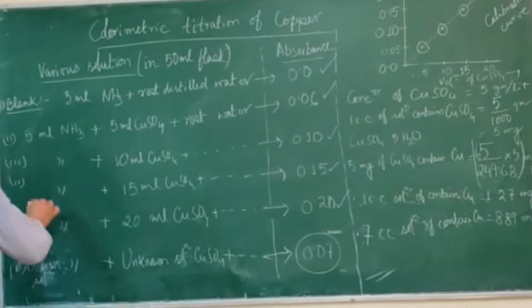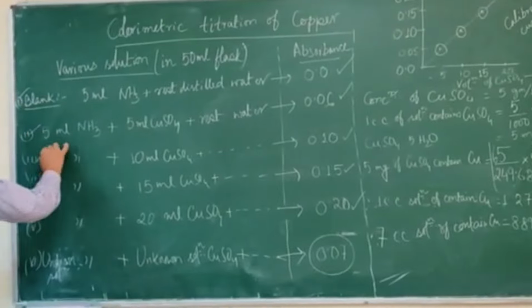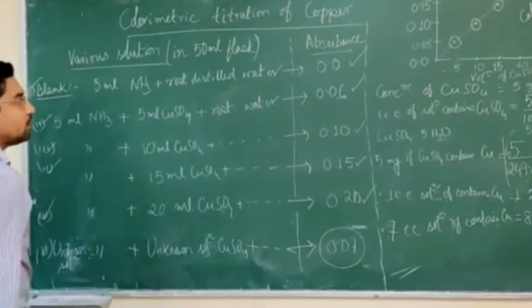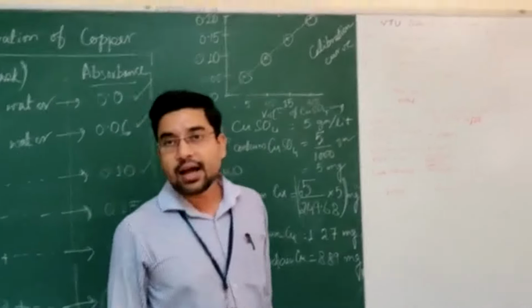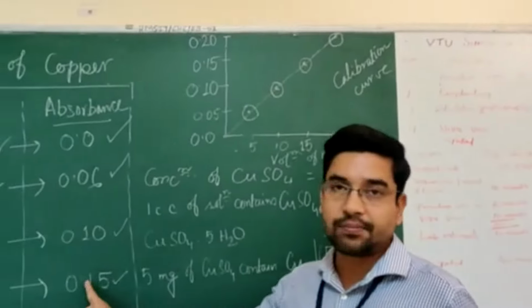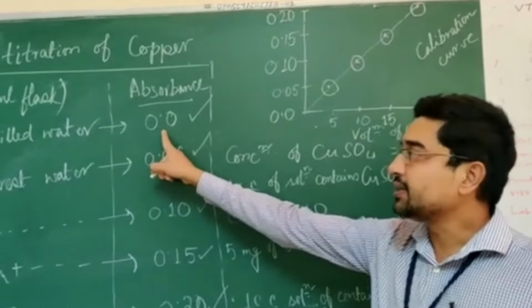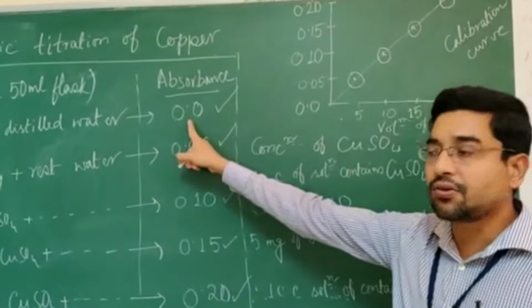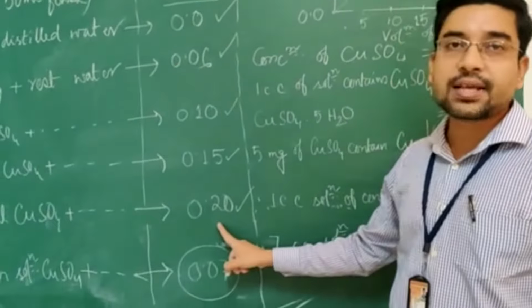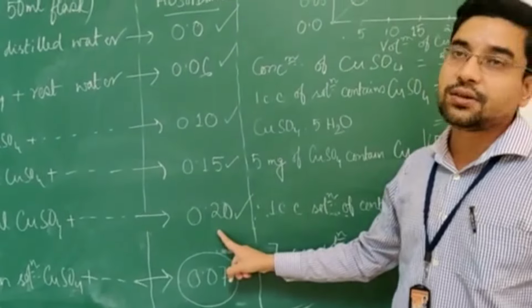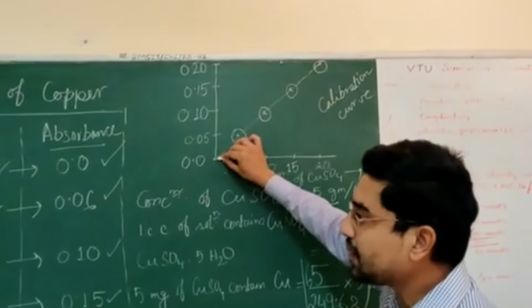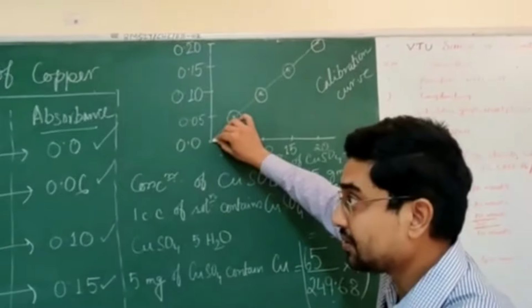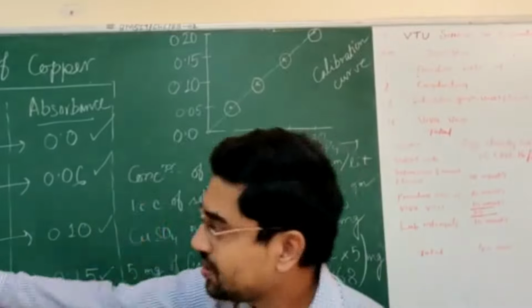First, using 1, 2, 3, 4, 5, we are going to plot the calibration curve. If you see here, the lowest value of absorbance is 0. The highest value of absorbance is 0.20. So I can vary the y-axis down.